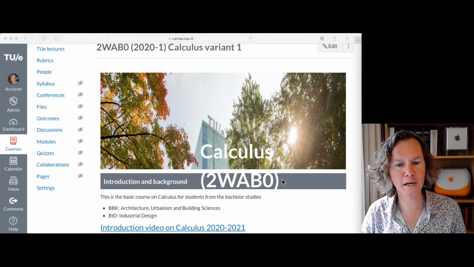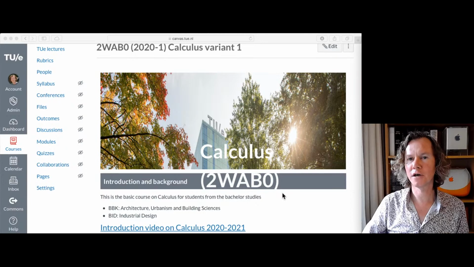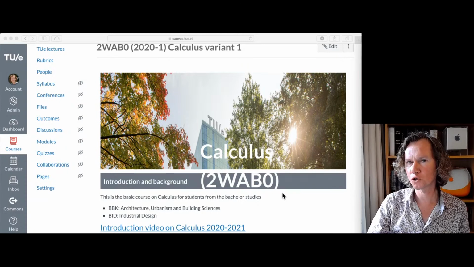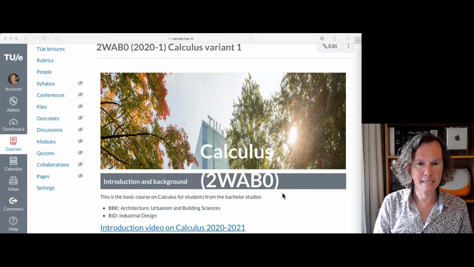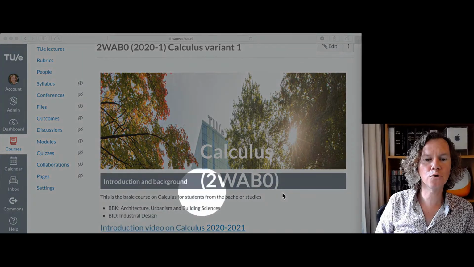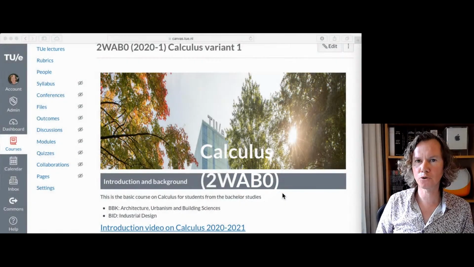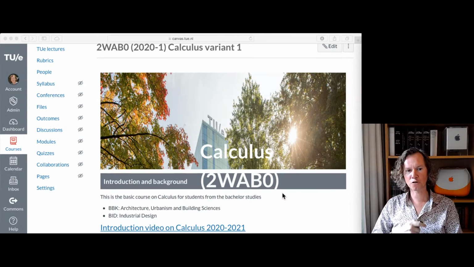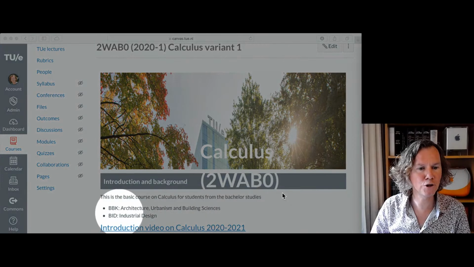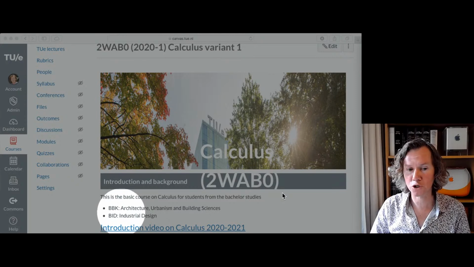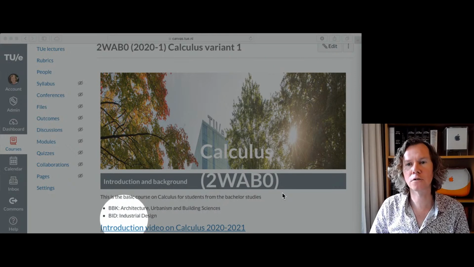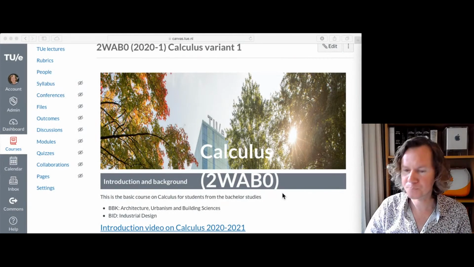If you click that, you will see my colleague Hans Kuipers explaining more generally about the calculus lectures for all students and the setup. And as you see, this course code 2WAB0, so all the courses at Eindhoven University have funny names like that. This is variant 1, so this is the variant 4, as you can see here, BBK, BID. So that's the bachelor, the first one, Bouwkunde, which is Dutch for architecture, urbanism and building sciences. And then there's us, BID, the bachelor industrial design.